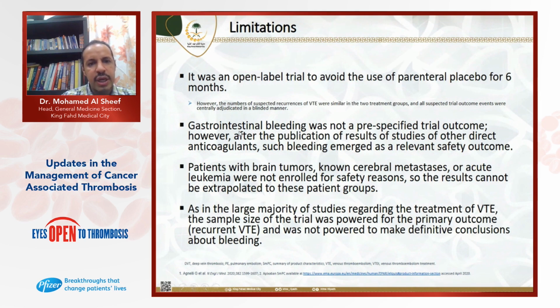And GI bleeding was not a pre-specified trial outcome. However, after the publication of results of studies of other direct anticoagulants, such bleeding emerged as a relevant safety outcome, from Hokusai and SELECT-D. Patients with brain tumor, cerebral metastasis, or acute leukemia were not enrolled for safety reasons because they increase the risk of bleeding. So the results cannot be extrapolated to this patient population. You have to use the standard of care, low molecular weight heparin, for these patients.